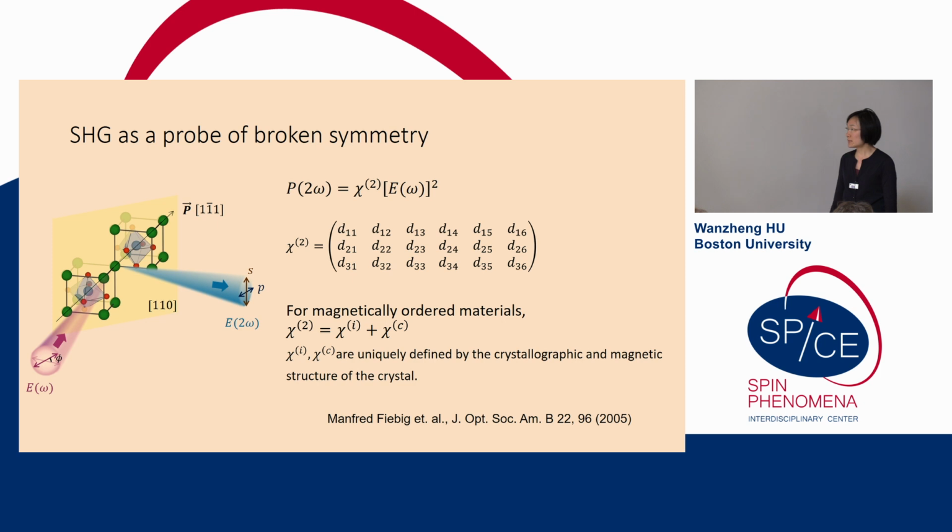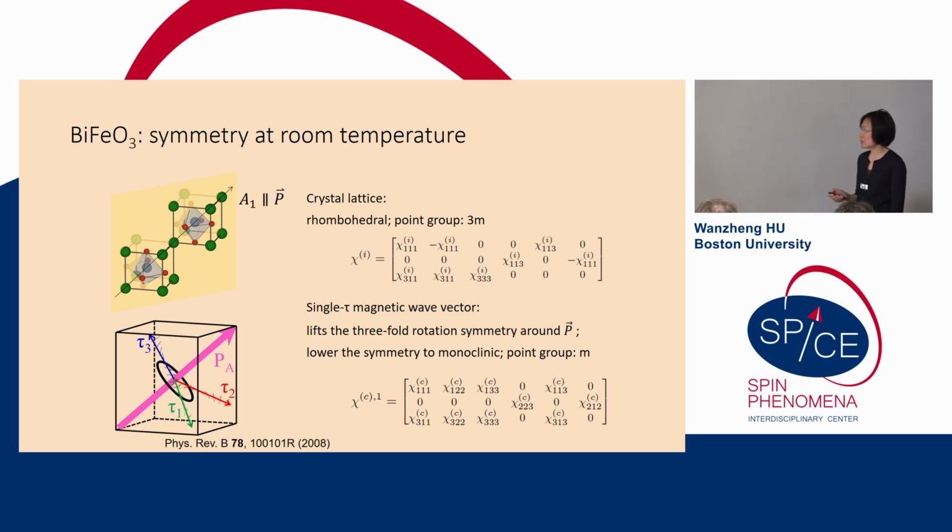And then we want to understand what happens to the symmetry in this light-driven state. To understand that, we first have to understand the second harmonic generation signal at equilibrium. Here, the second harmonic polarization is determined by this chi2 term. This is a tensor, and this tensor has this form. For the ferroelectric bismuth ferrite, it actually has two components. This is from the ferroelectric contribution, and this is from the antiferromagnetic contribution. So this reflects the symmetry of the material.